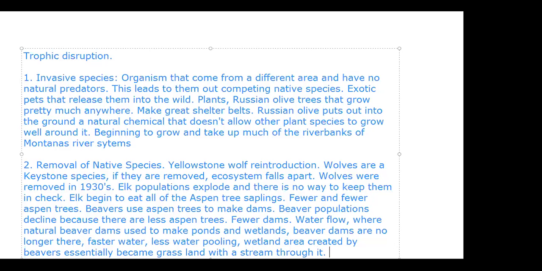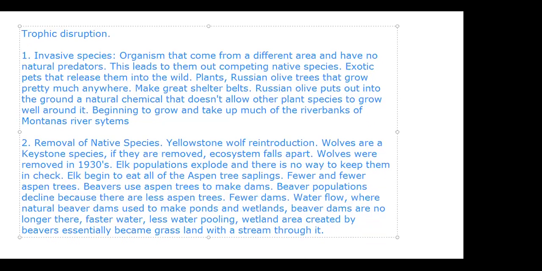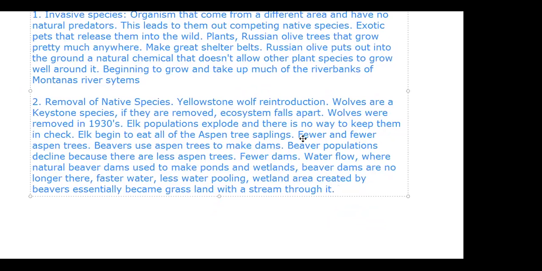Okay, so we remove the wolves. This is one of the biggest ecological things that people have seen. You remove wolves, and it essentially creates this whole trophic cascade where everything starts to go. Elk get too big. They eat the aspen saplings. Aspen aren't there. Beaver can't use them to make dams. The beaver population declines. The water flow starts to increase, and then the wetland turns into grassland. So by removing one species, we affect everything in this ecosystem, okay?